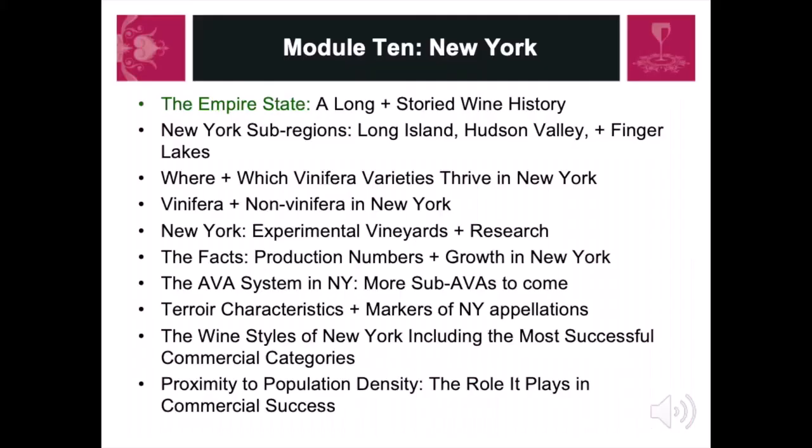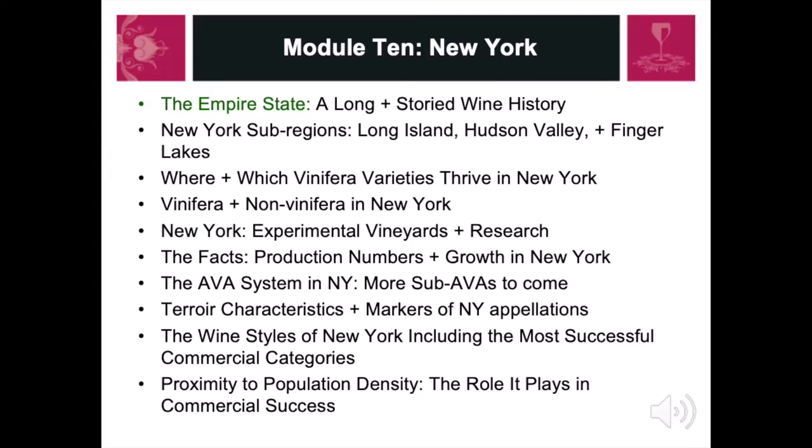In this module, we will discuss New York, the Empire State, and the long and rich history of wine in New York. We will look at the subregions, including Long Island, the Hudson Valley, and the Finger Lakes. And we'll talk a lot about vinifera and which varieties in particular thrive in New York, and also discuss non-vinifera, because there is, in fact, a lot of it still planted, cultivated, and thriving in the state of New York.